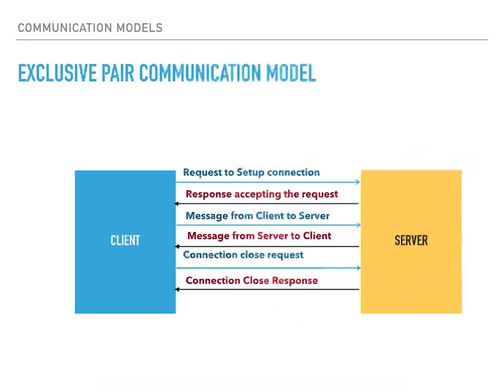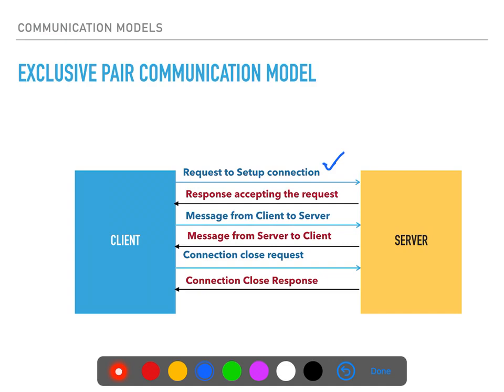Next is the exclusive pair communication model. This is again similar to client-server communication, but exclusive pair, in the sense that it is like a relationship between two different machines. Only those machines can communicate with each other. You can see that the first message is the client sending a request to set up a connection. The server responds, accepting the request. Then a message from client to server, a message from server to client, a connection close request and a connection close response.